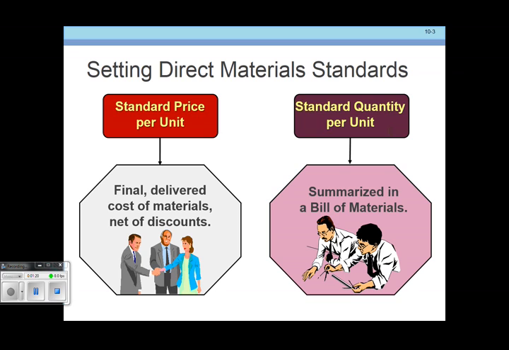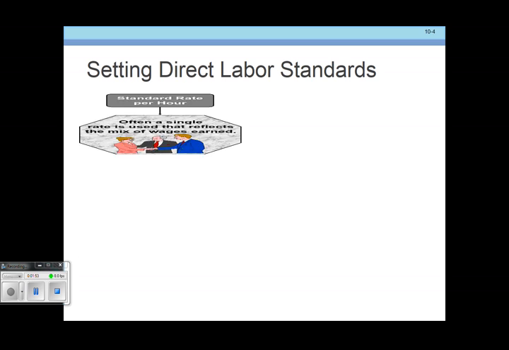The standard price we're going to use is the final delivered price for the materials net of any discounts. So it's the price we paid, including things like sales tax. And the standard quantity per unit is going to be the amount that we purchased. Usually, there's going to be one exception when we purchase and use different amounts. But that quantity per unit is going to be summarized someplace on some bill of materials, and it may be done by engineering standards, what have you.